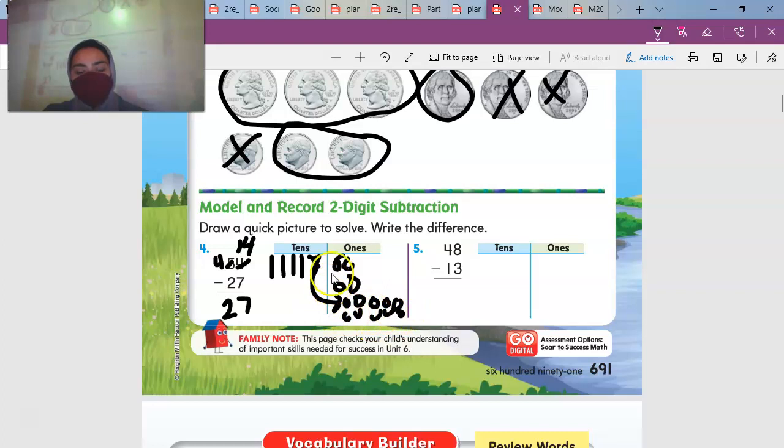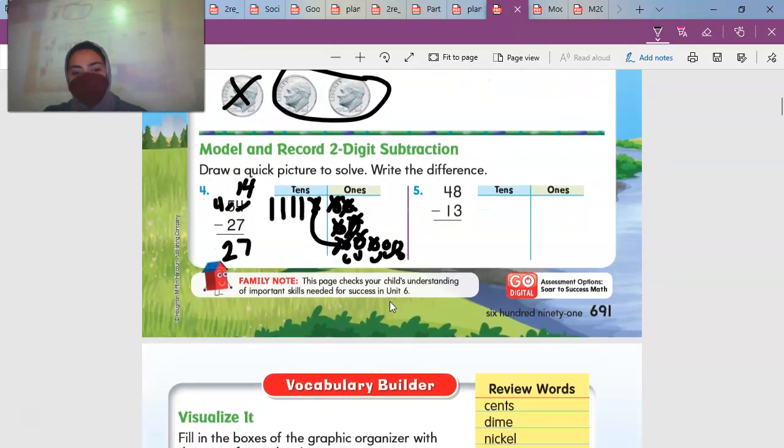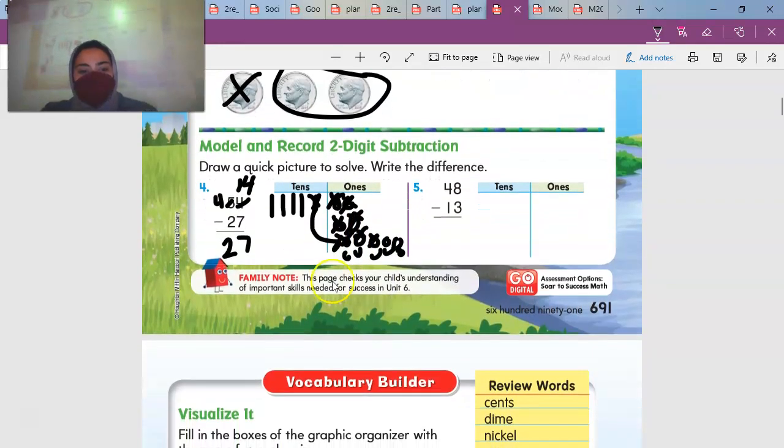Now I can take away 7 ones. 1, 2, and put an X on 7. It's 4, 5, 6, 7, and it shows here that I have 7 ones and 2 tens left. I'm taking away 4. 1, 2, 3, 4. Okay. Here, 8 take away 3 is what?